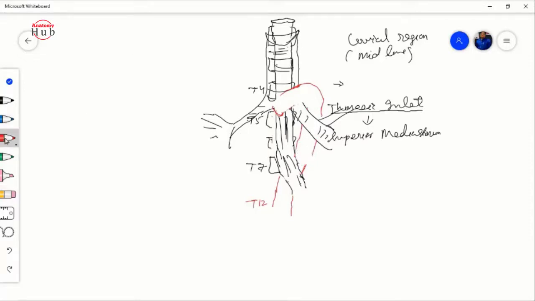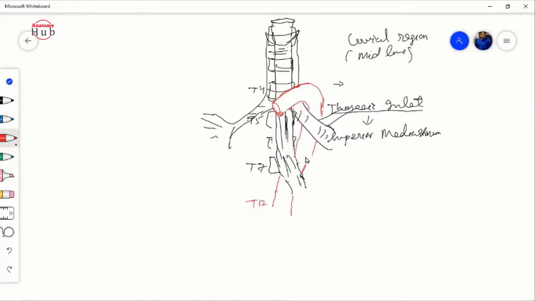Okay, see. This is your ascending aorta. Then here you will find the arch of aorta. Okay, this is your arch of aorta that runs downward. So after this arch of aorta, we'll find the descending thoracic aorta, and this descending thoracic aorta remains left to the esophagus.